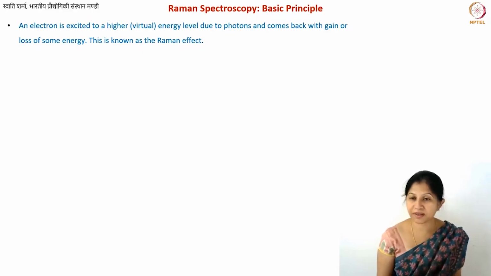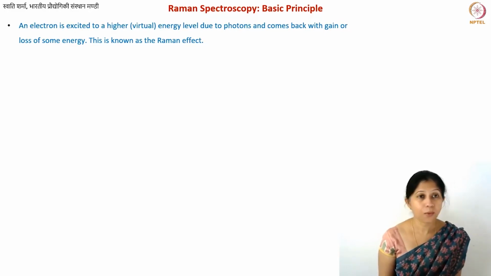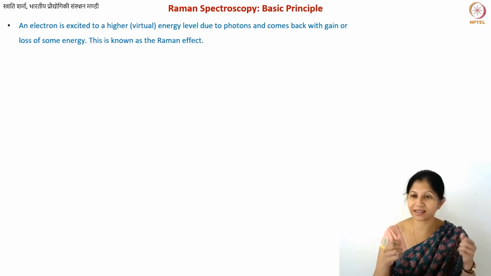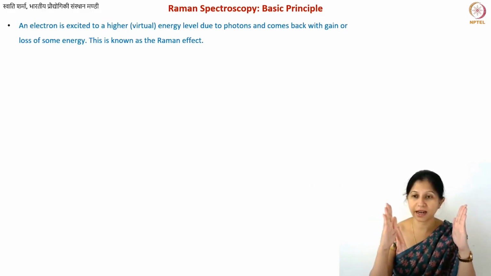What is the fundamental principle of Raman spectroscopy? That is known as the Raman effect. What is the Raman effect? Well, whenever we provide a certain energy to an electron or to a molecule, molecules are always vibrating. You probably know this. It's not that molecules are stationary. It's not that if you have a 6-membered ring, it is always staying like that. No, it is always vibrating.